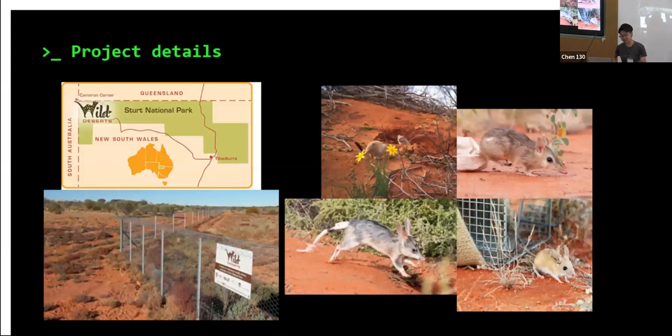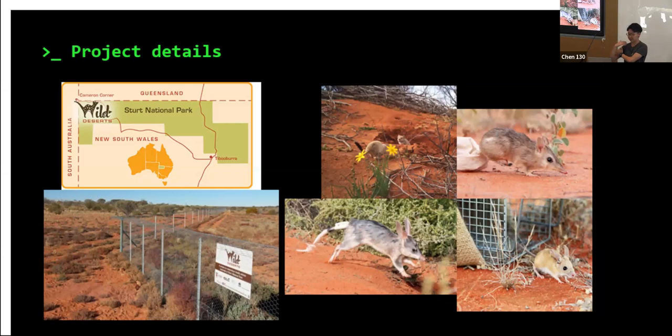So for my project, I threw this slide very quickly together, so I didn't include any camera trap images. But basically, I am collecting data from this study site called Wild Deserts, which is in Sturt National Park, in the very top left corner of the state of New South Wales, which is where Sydney is. If you were to go there from Sydney, it takes about 20 hours to drive, which is a very long way.